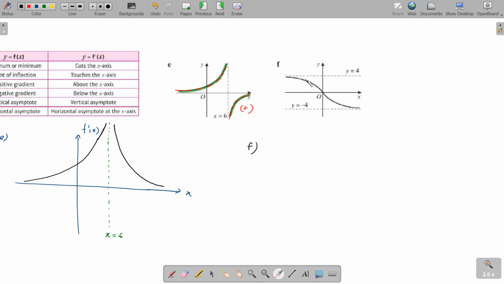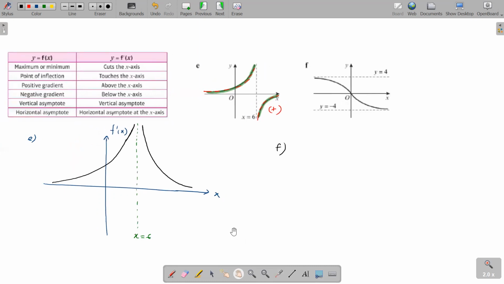Okay, wait, let me check. y equals 4, y equals minus 4 are definitely what? Asymptotes. What asymptotes are they? They are horizontal asymptotes, right? So horizontal asymptote means it doesn't matter wherever it is, all the asymptotes come to where? X-axis. Okay, all the asymptotes come to the x-axis.